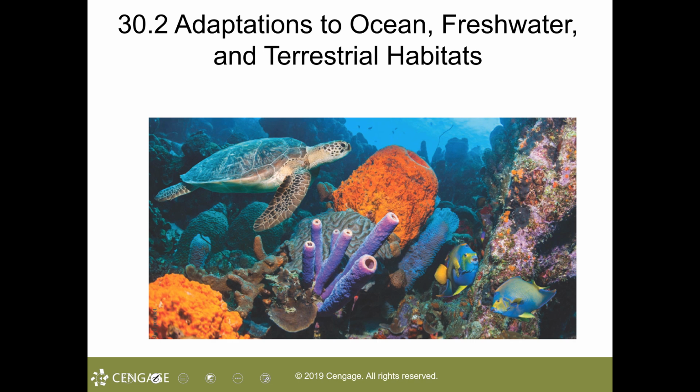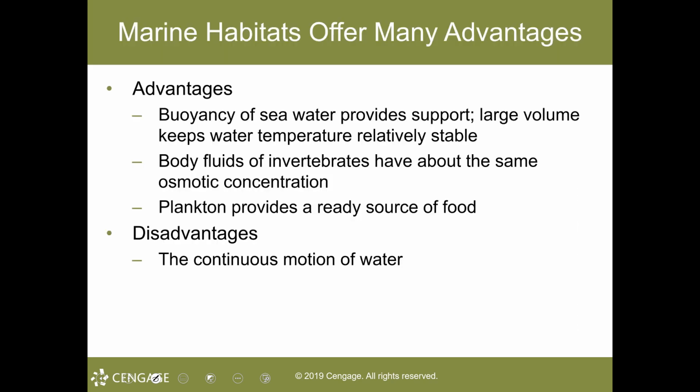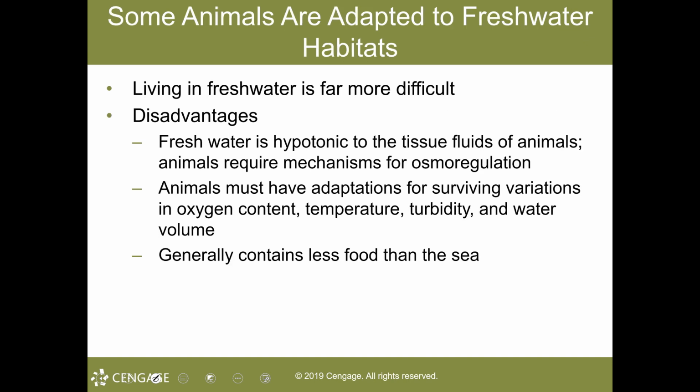Next up is fresh water. In freshwater, life is more difficult than in the ocean. There are fewer types of animals that make their homes in freshwater than in the ocean because living in this habitat is more difficult.